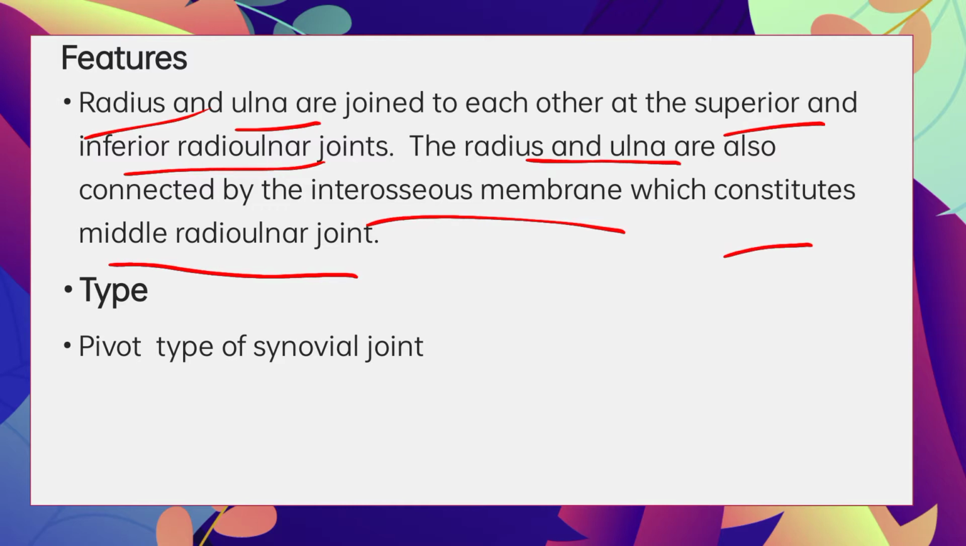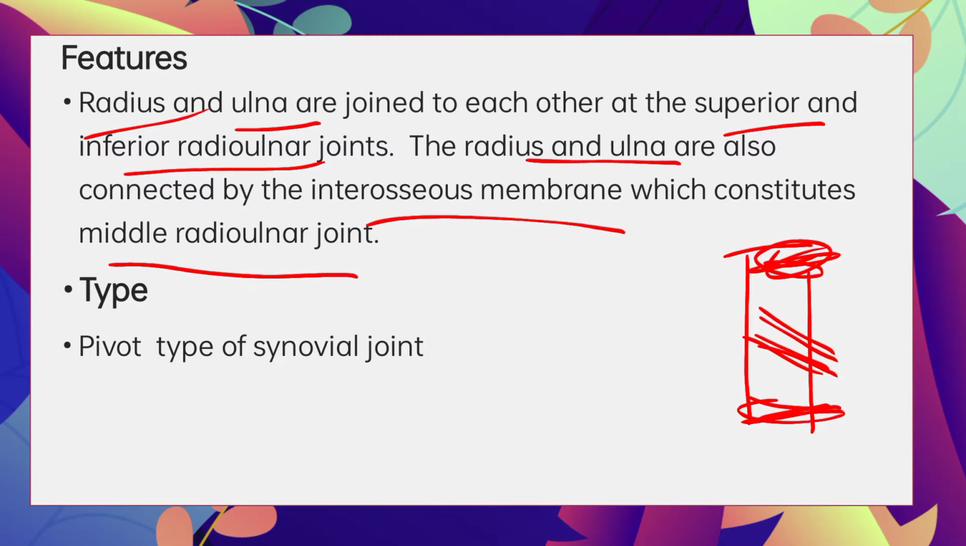So we have superior and inferior radial ulnar joint. This is radius, this is ulnar. This is the superior joint, this is the inferior joint. Here we have the interosseous membrane which brings together the radius and ulnar bone.